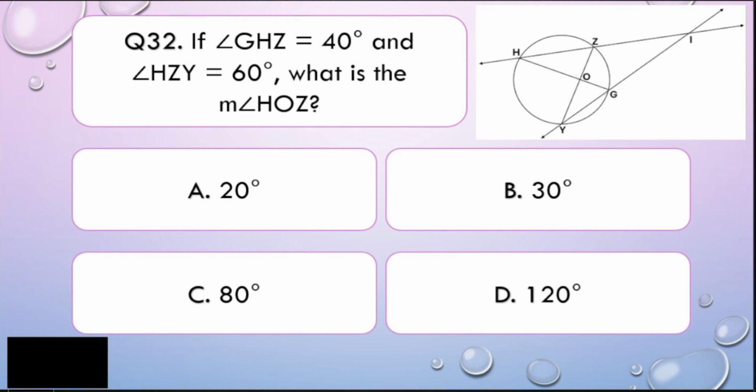Alright, math learners, let us put our values in our given so that we can solve this easily. So, GHZ, where is that GHZ? So, this is the one, right? This is 40 degrees. Alright, HZY, so this is also the one being talked about. The measurement is 60 degrees. So I'll just make an arrow here. Okay, that is 60 degrees. Now, what is asked is HOZ. So this is the unknown, my dear math learners.